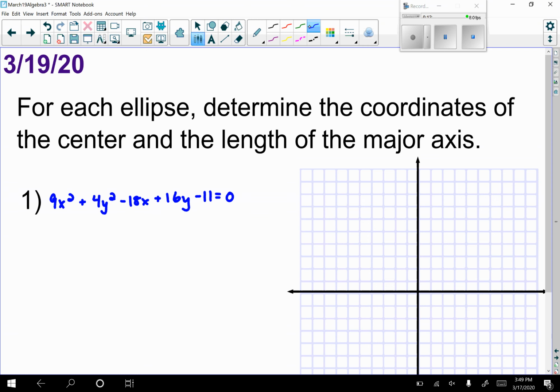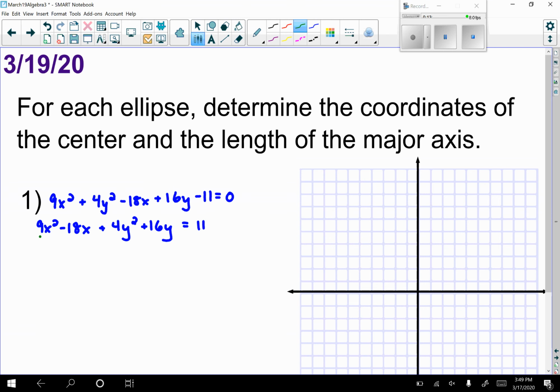So the very first thing we want to do is keep our x's together. So I'm going to have 9x squared minus 18x. And then I'm not going to leave a space just yet because I have to factor some things out. So next I want to put my y's together, so plus 4y squared plus 16y. And then I want to move the 11 to the other side because, like a circle, we want to see what we need to divide by at the end.